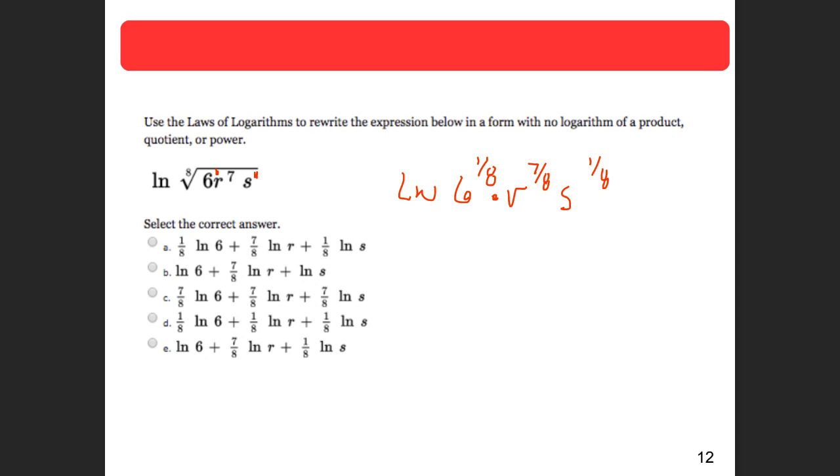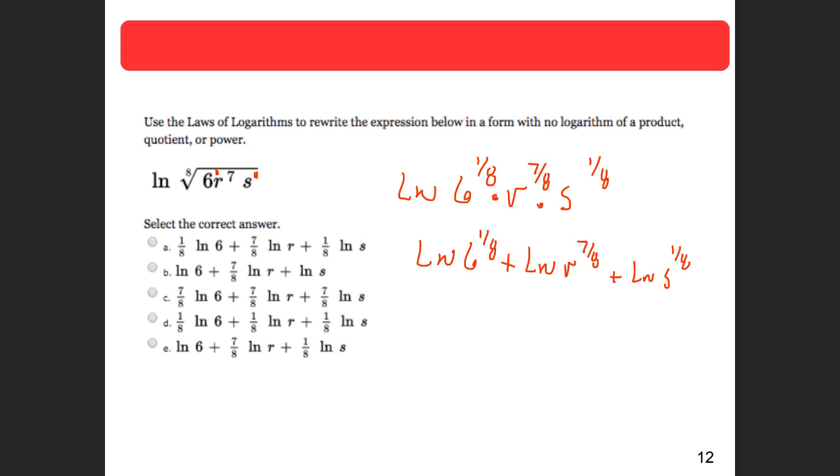But now I still have products and I still have powers, so I have to break this up. It's all multiplication, so my next step, I'm going to rewrite it as natural log of 6 to the 1/8 plus natural log of r to the 7/8 plus natural log of s to the 1/8. Now it still has powers because I have the 1/8, the 7/8, and the 1/8.